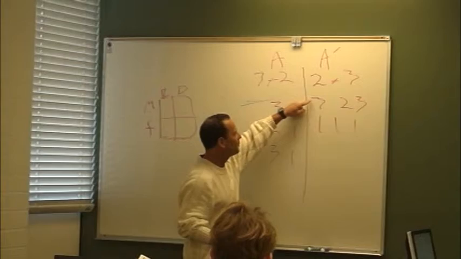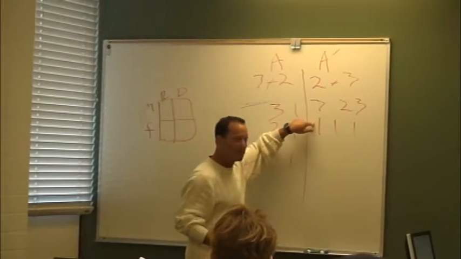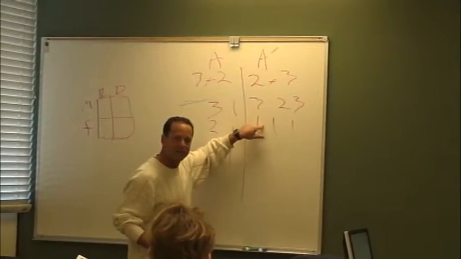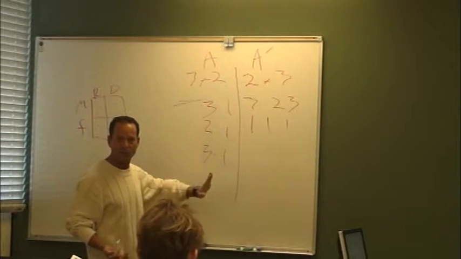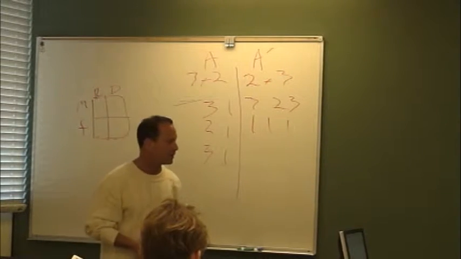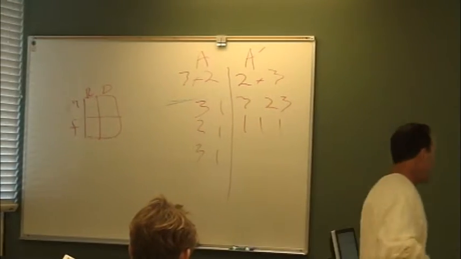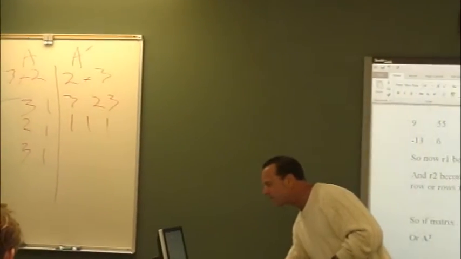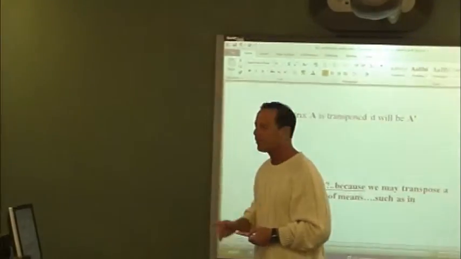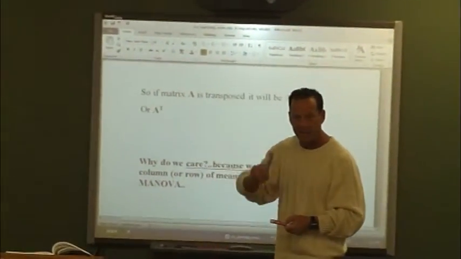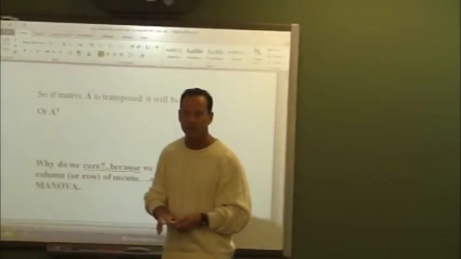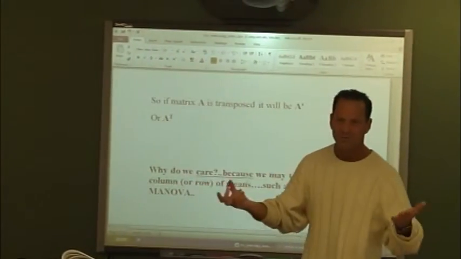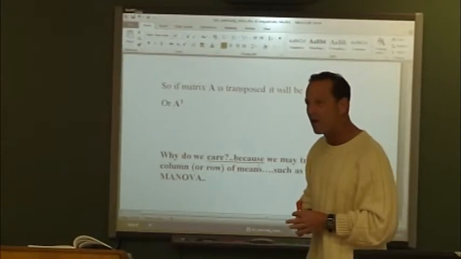The first row became the first column. The second row became the second column. So does everybody see what we did there? This is called transposing a matrix. And often, especially in many statistics books, they'll either have the prime to indicate the transposition of the matrix, or they'll just have an uppercase T. Guess what that means? Transpose. You got it. You'll see that a lot.